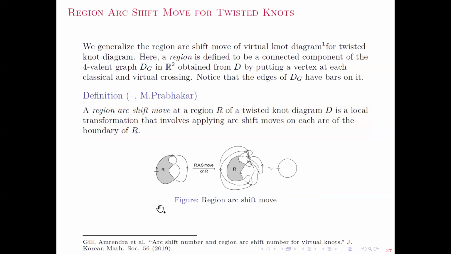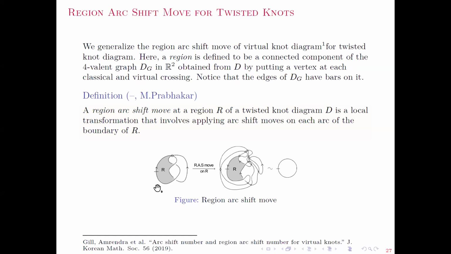Okay. So now region arc shift move and twisted knot diagrams. We generalize the concept of region arc shift move that already exists for the virtual case. What is a region? You can look at the figure. You take the twisted knot diagram and consider it like a graph, where a virtual crossing is also a vertex of the graph. Any connected component of that graph will be called a region. And you can see the edges can have bars, like this R in this figure.